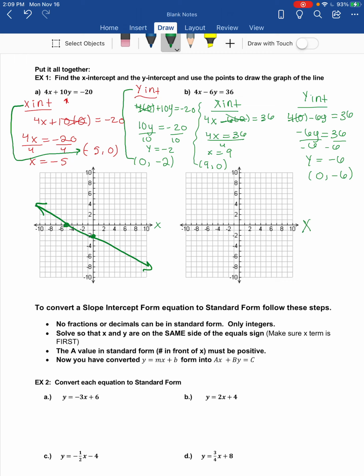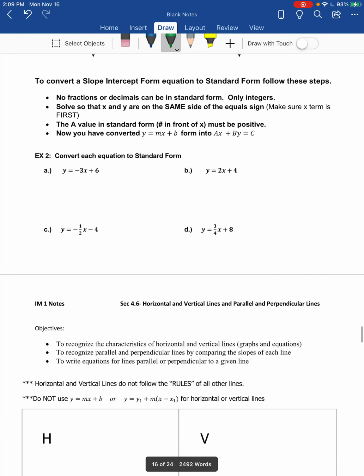So plot those 2 points on your coordinate plane. We'll do our x-intercept first on our x-axis. So that's going to be at 9, 0, so over 9, up 0. And then your y-intercept, you go over 0, down 6. So 0, negative 6. Then connect your 2 dots, extending it throughout the entire coordinate plane with arrows on the end, and you've graphed your linear function.